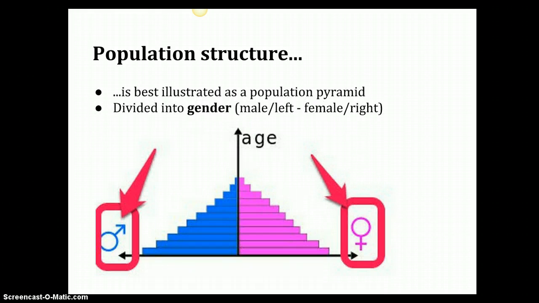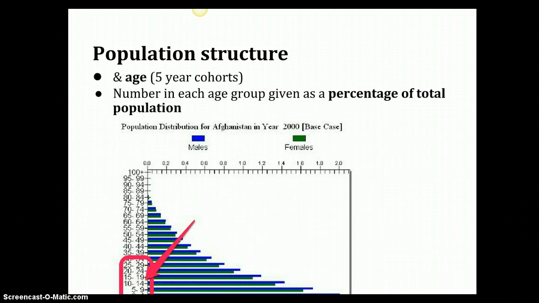A population pyramid is firstly divided into two parts. On the left hand side it's male, and the right hand side it's female. So it's a bar graph divided in two parts, male on the left and female on the right. Secondly, it's divided into age, in 5-year cohorts. So 5-year age groups, 0 to 4, 5 to 9, 10 to 14, 15 to 19, etc. And you give that as a percentage of the total population.